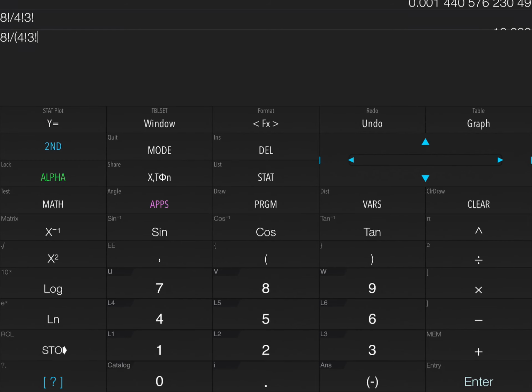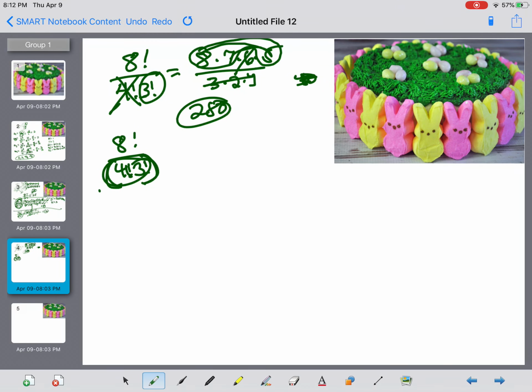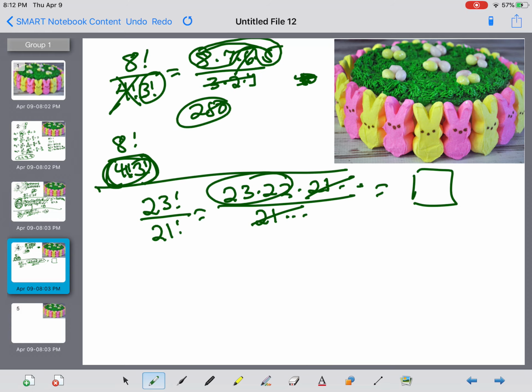Okay, so anyway, sorry, 3 factorial. And we should get, whatever I had on the other screen, was it 280. So make sure if you're typing them in your calculator that you put them in parentheses. Remember, they can go into overflow. So if you had something really big like 23 factorial over 21 factorial, that would just be 23 times 22, because 21 on down cancels out, and I don't know what 23 times 22 is, but you would multiply that out and that would be your answer.